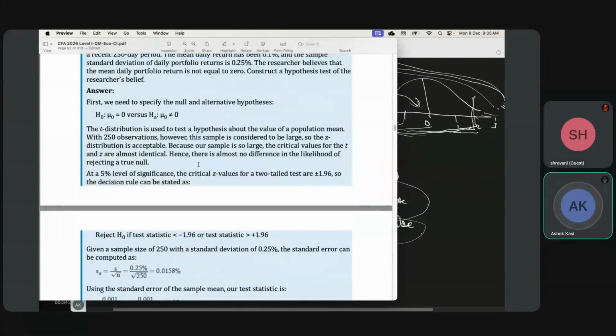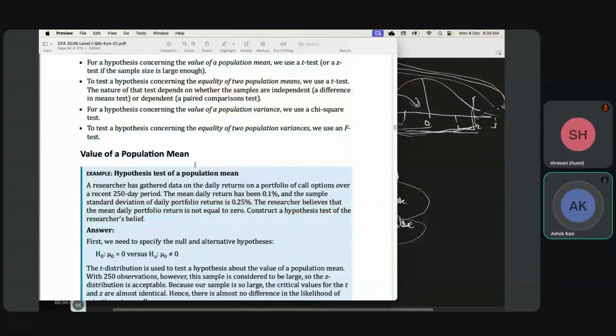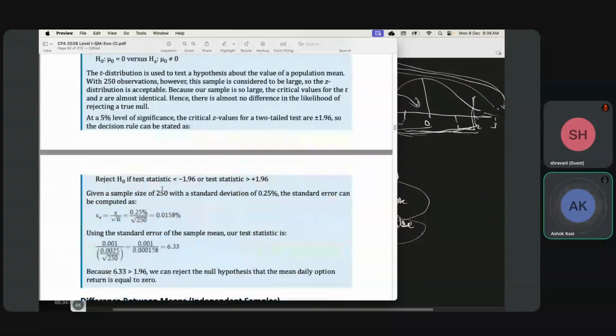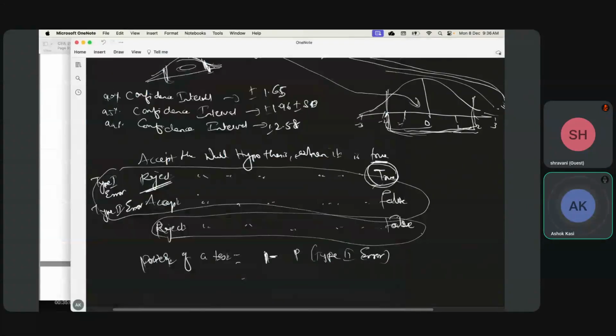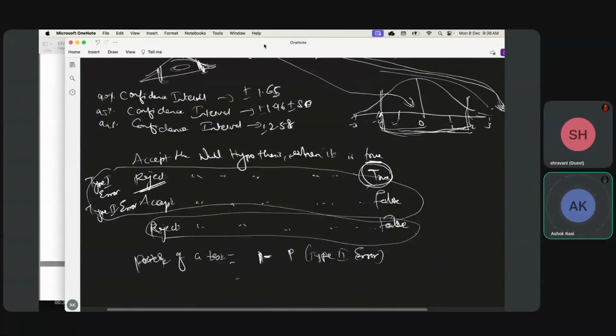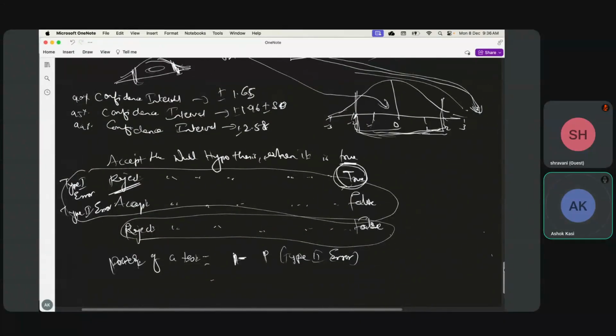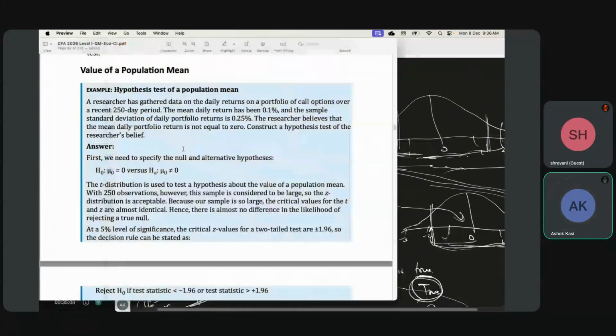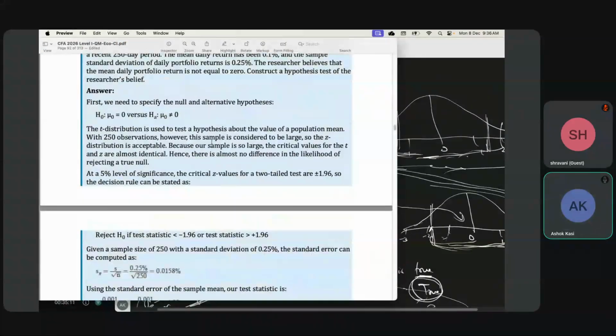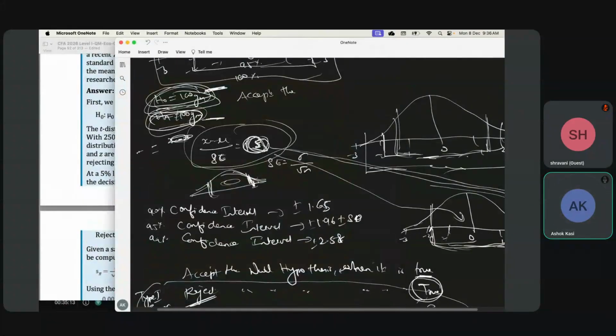Then coming to hypothesis, I told you this already. So this is the formula that we will use, x minus mu divided by standard error. This is called the test statistics.